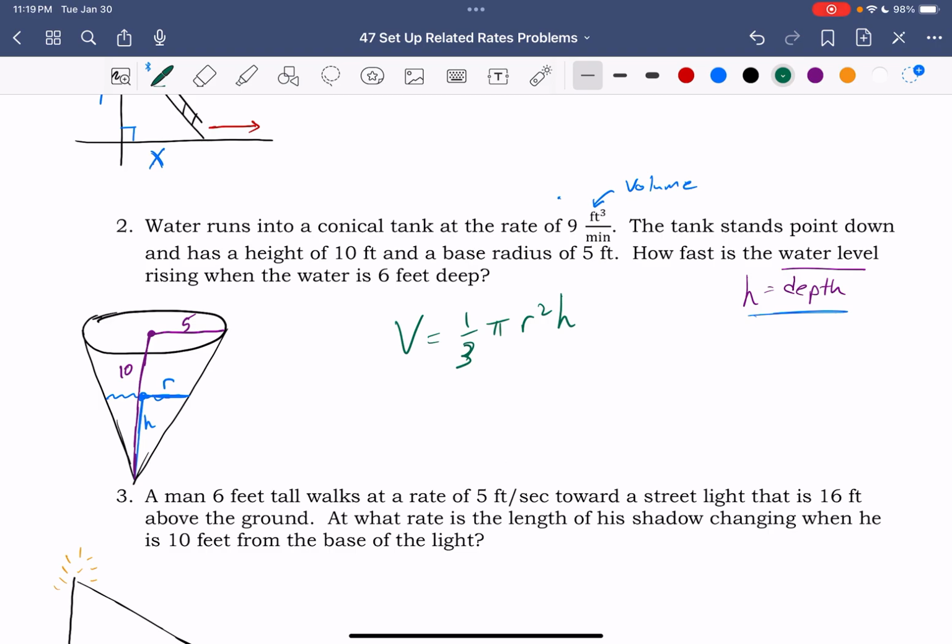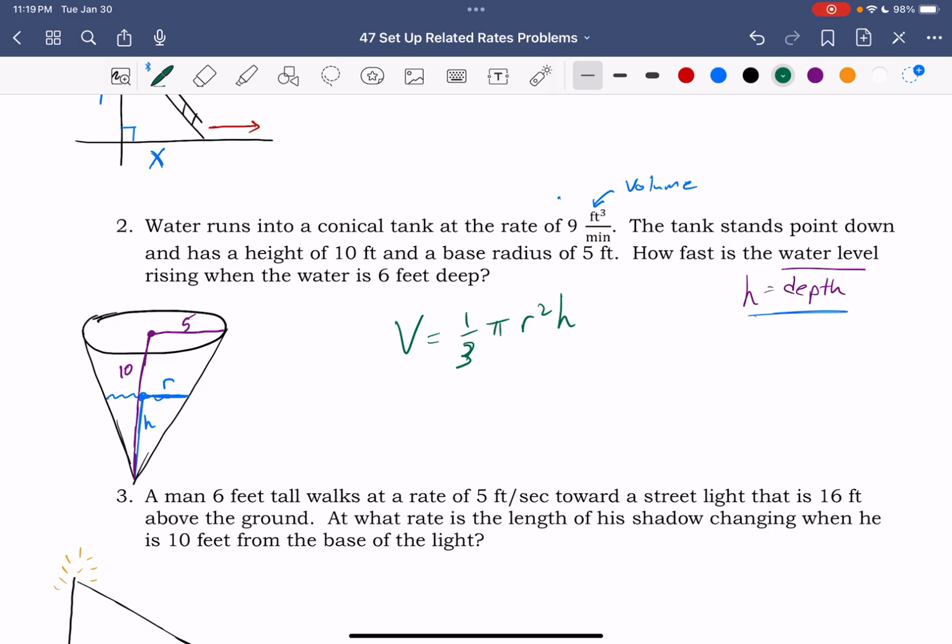And so this is where you do want to take a little bit of time to look at what the question is asking you. We want to know how fast the water level is rising, so we want to know the depth when we're given a certain height. And so what we can control in this problem is the amount of water that we're putting in, the volume. And so we want to get the volume in terms of the height.